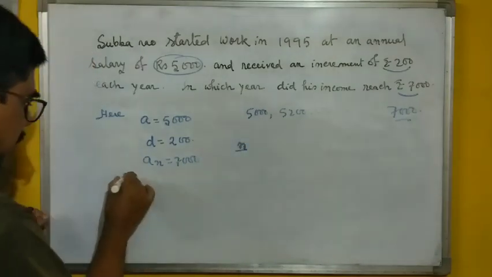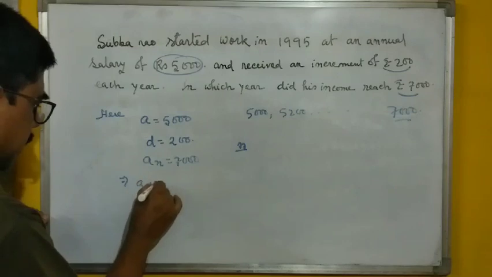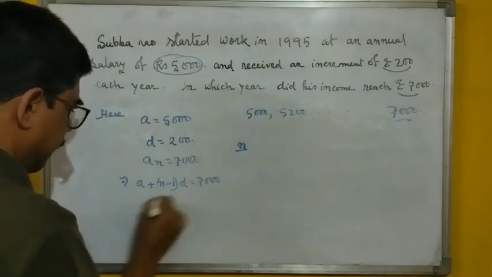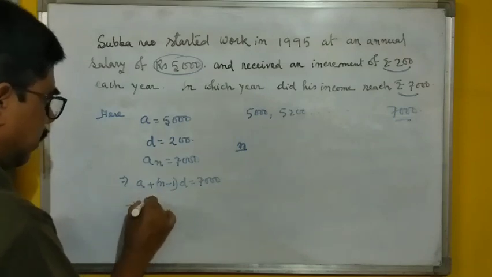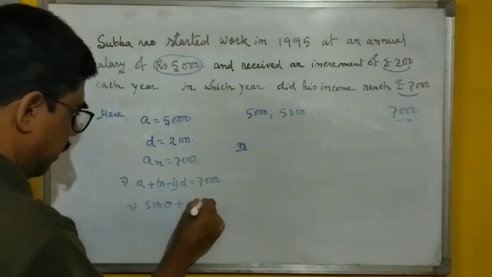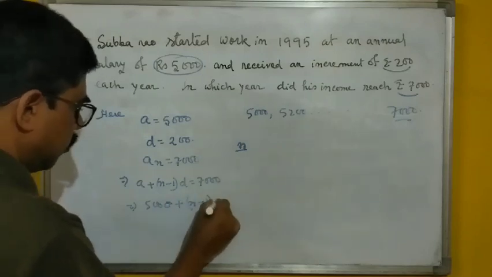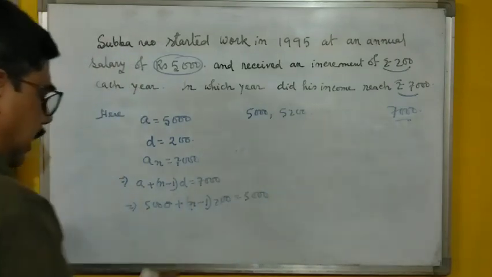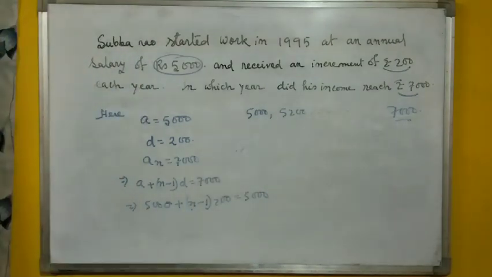So AN equal to A plus N minus 1 D equal to 7,000. And after that, A is 5,000, N minus 1, D is 200, equal to 7,000. Then you find out N. This is the year in which, after 13 years, the salary becomes 7,000. Find N and write.